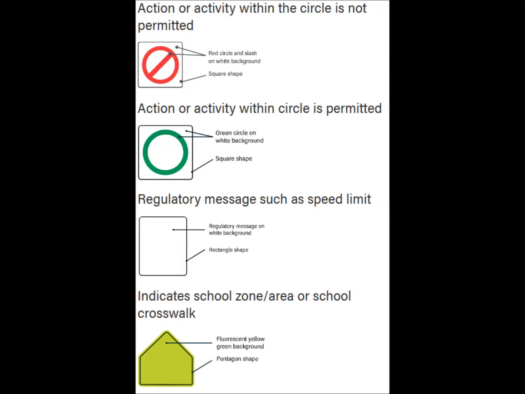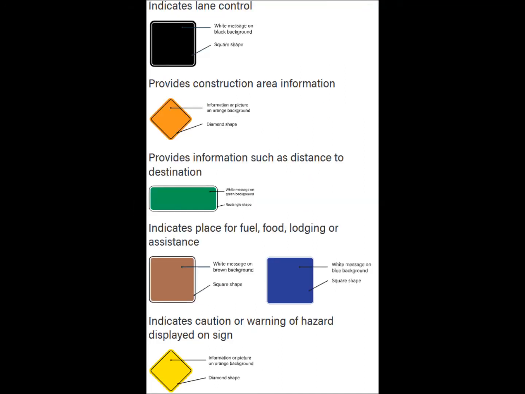Indicates a school zone or area or school crosswalk. Fluorescent yellow-green background, pentagon shape. Indicates line control. Image description: a black box, white message on black background, square shape. Provides construction area information. Image description: an orange diamond. Information or picture on an orange background, diamond shape.